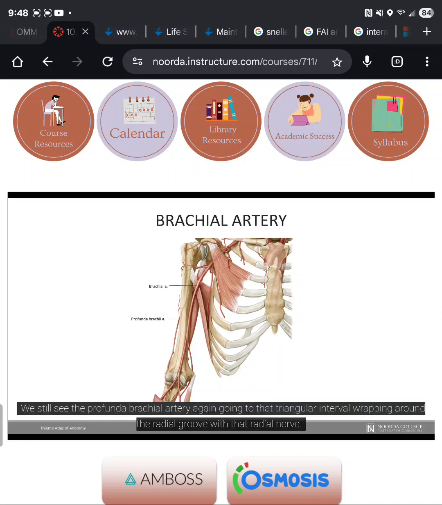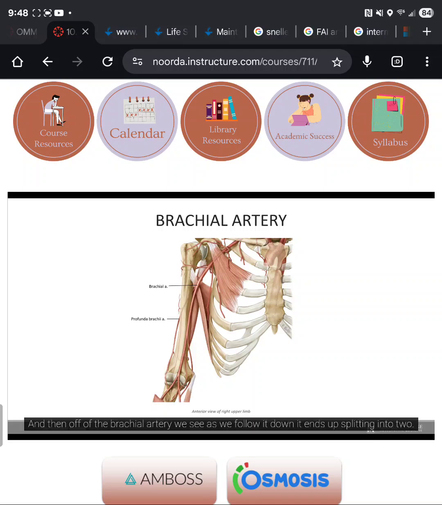We still see the profunda brachii artery, again, going to that triangular interval wrapping around the radial groove with that radial nerve. And then off of the brachial artery, as we follow it down, it ends up splitting into two. So we get this split into the radial artery, and then a split into the ulnar artery. And those are going to supply the forearm.